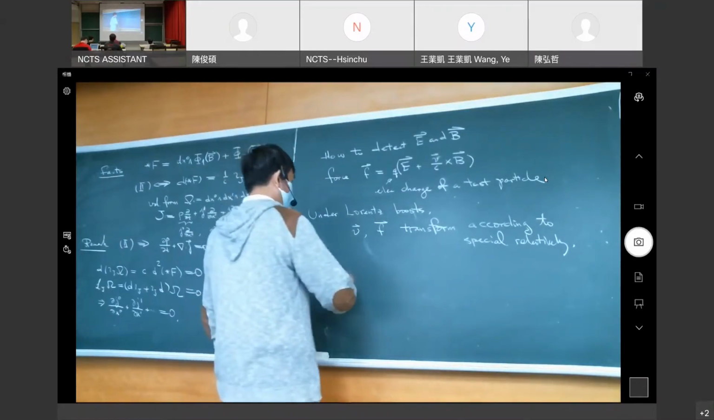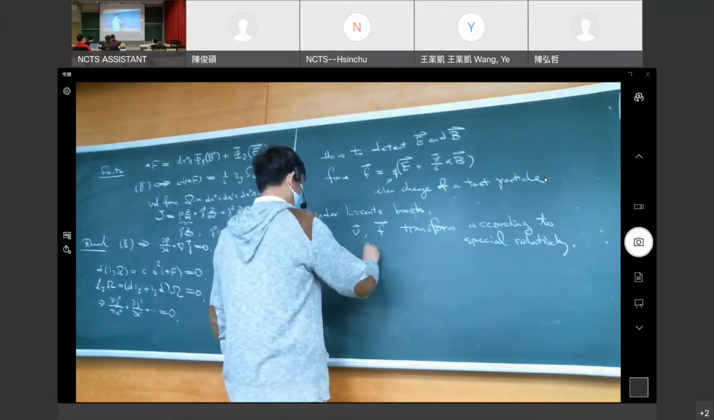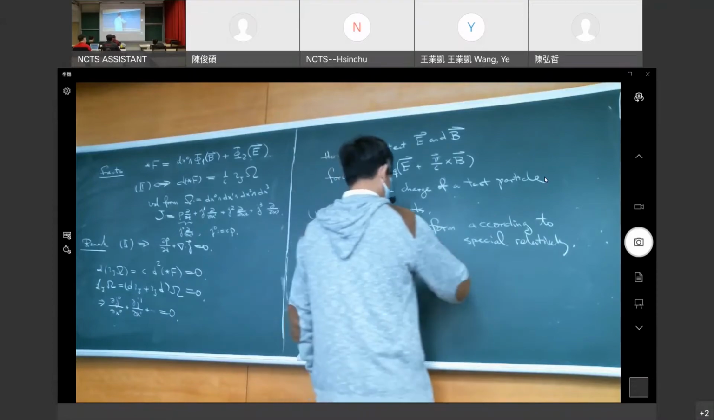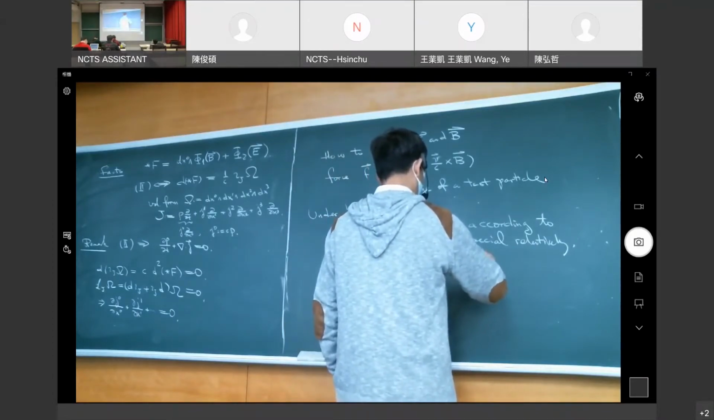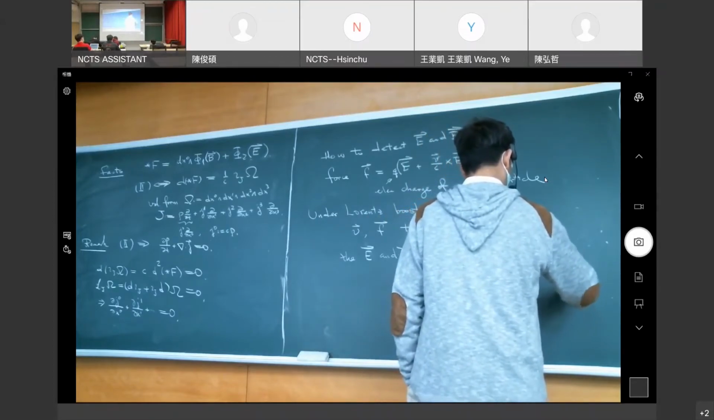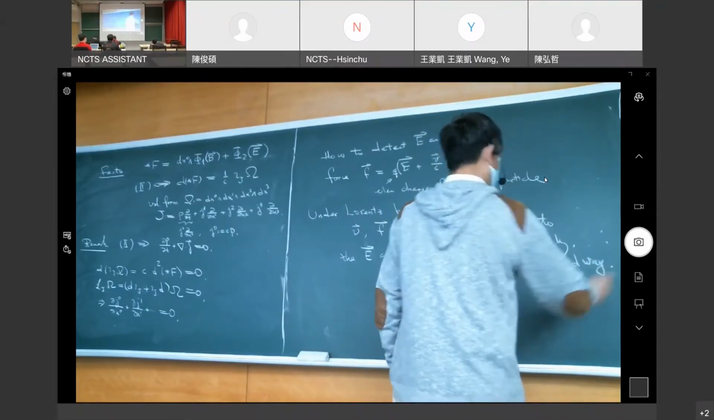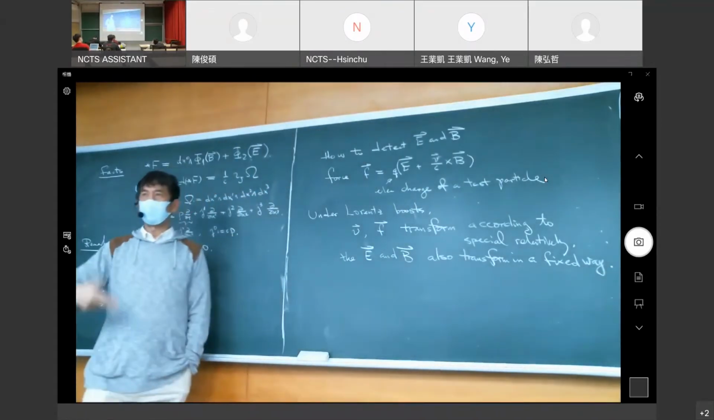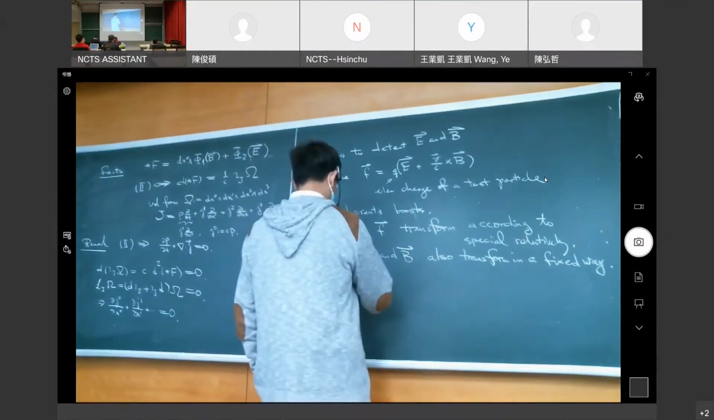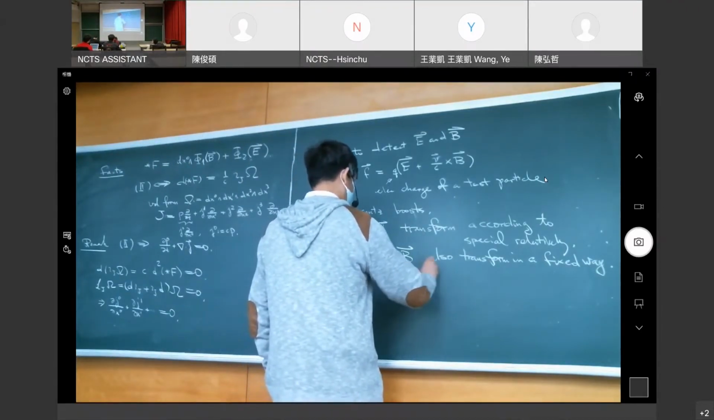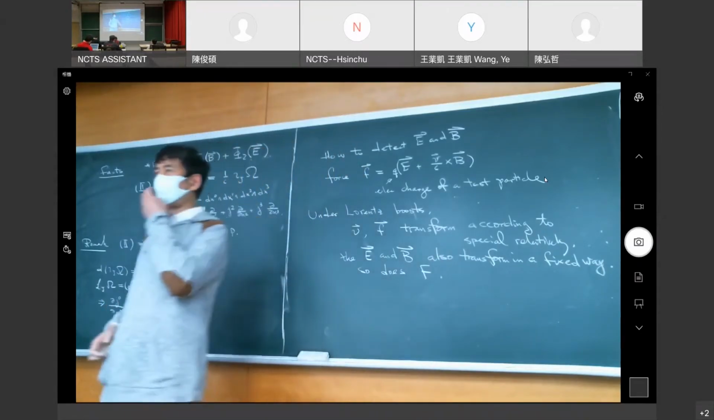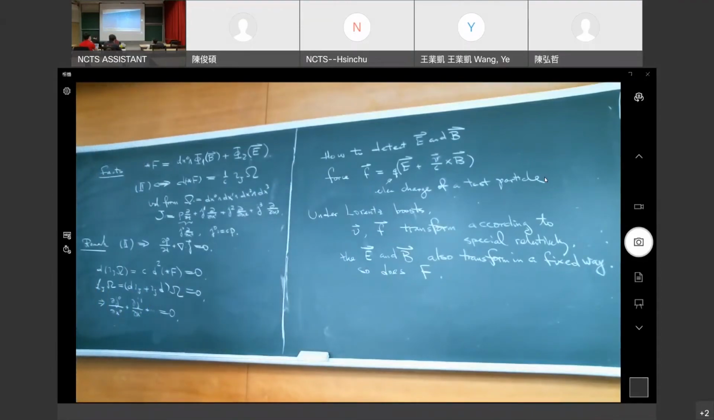So therefore the E and B also transform in a fixed way. You already know there's no way to say differently. There's already an answer to it. And so does F, because F is mathematically constructed from E and B. So you already know that.